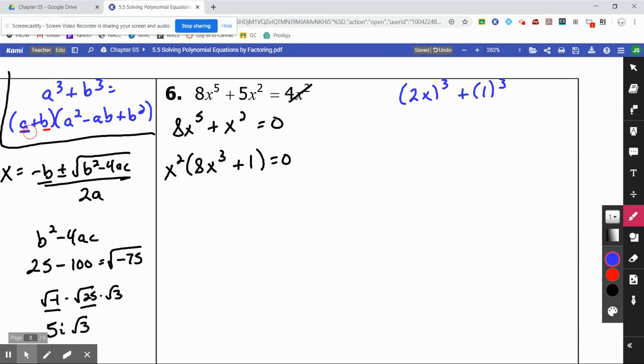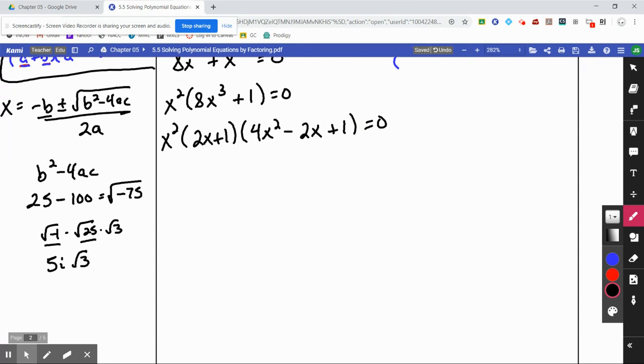Plug in 2x for a and 1 for b gives you, and I can just write it right there below it now. Bring down the x squared, 2 sets of parentheses. A plus b would be a 2x plus 1. Your a squared would be 4x squared minus a times b would be 2x times 1. And then plus b squared would be a 1, and that's equal to 0.